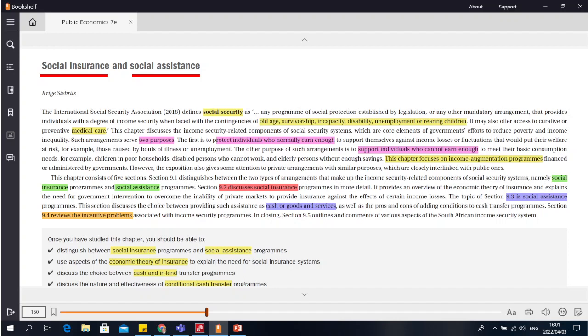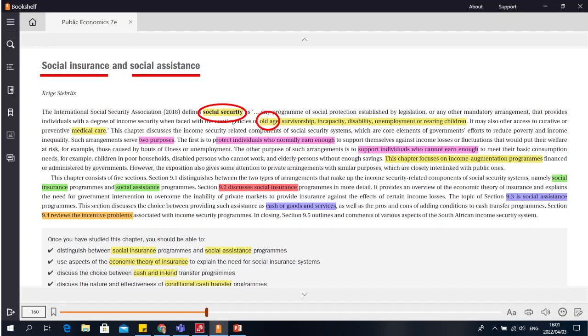So I'm mostly going to page through the textbook with you to highlight what is important. Now, the whole chapter is about social insurance versus social assistance. So one of the most important things to do is to know what the difference between these is. The combination of social insurance, which we will define just now, and social assistance is what we call social security.